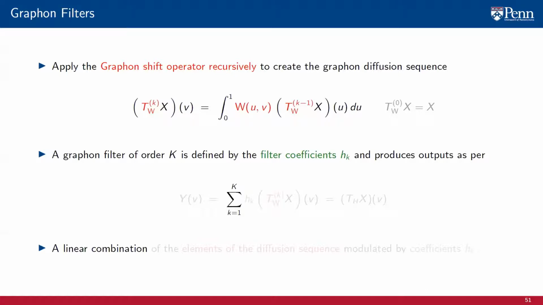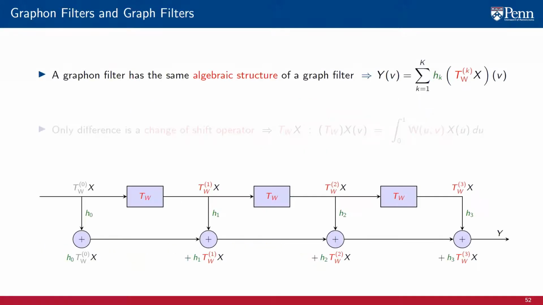Note that a Graphon filter is nothing more than a linear combination of successive Graphon diffusions of the original signal, TW^k of X, modulated by the corresponding filter coefficients Hk. In this sense, a Graphon filter has the same algebraic structure of a graph filter.